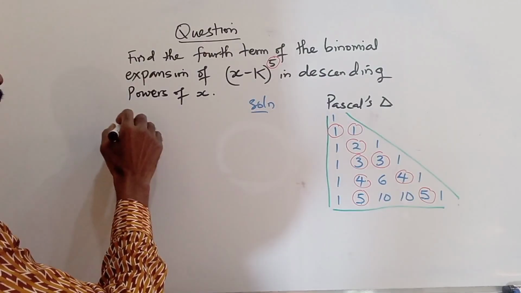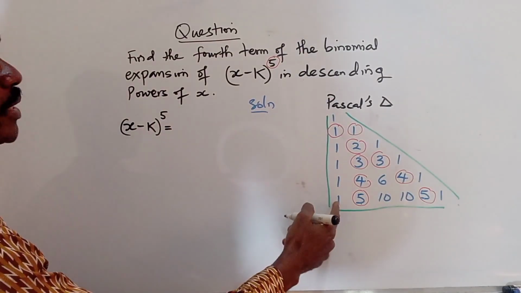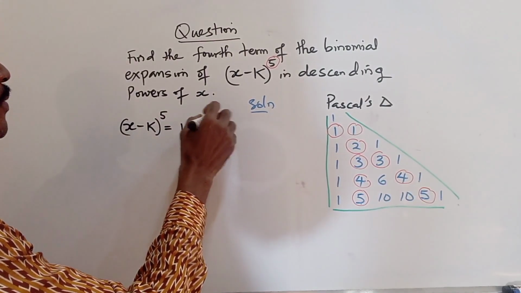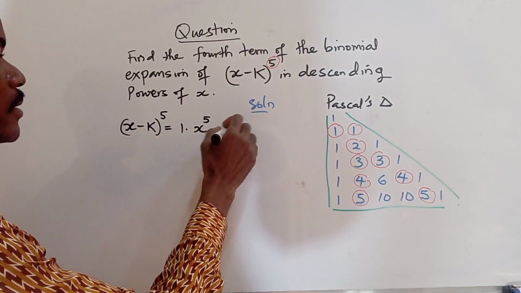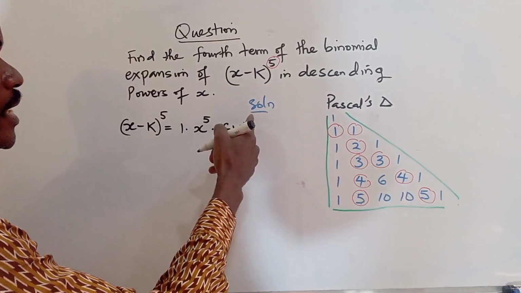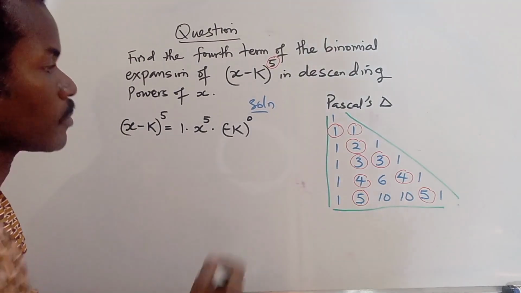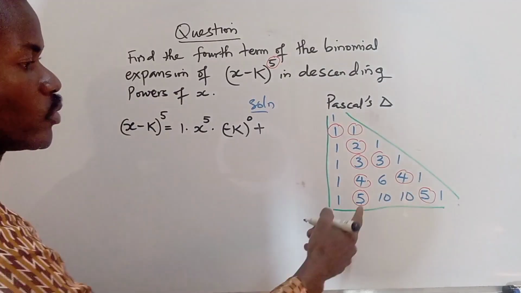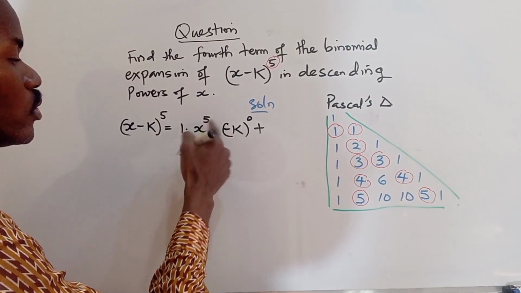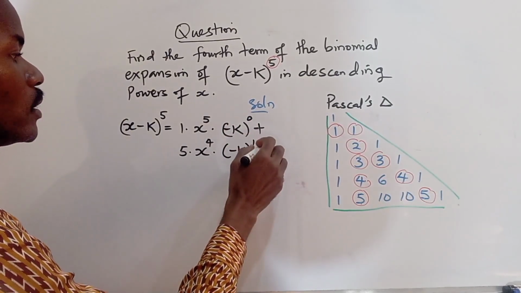So we have (x minus k) to the power of 5. We are going to start with 1, multiplied by x to the power of 5, multiplied by minus k to the power of 0. Another idea is, whatever powers you have here must sum to give you 5. So we have 5 plus 0. Now plus, the next coefficient is 5. So we have 5 multiplied by x, but this time x reduces by 1, so we have 4, and this increases by 1, so we have 1.